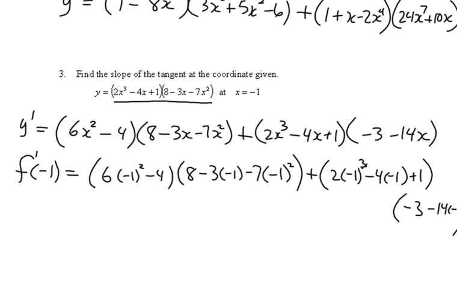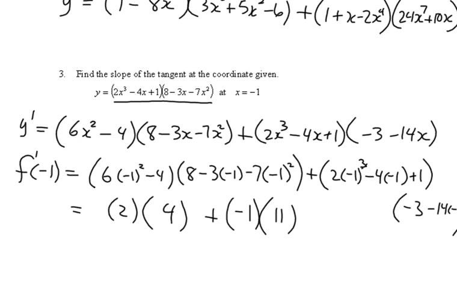So what is this going to give you? This is a positive one, so 6 minus 4 is 2. Over here, working backwards, -1 is squared, so we have a -7 there. So we have 8 plus 3, 11, minus 7 is 4. And then over here, -1 cubed is actually -1. So this is -2 plus 4, -2 plus 1, -1. And then over here, -3 plus 14, 11.